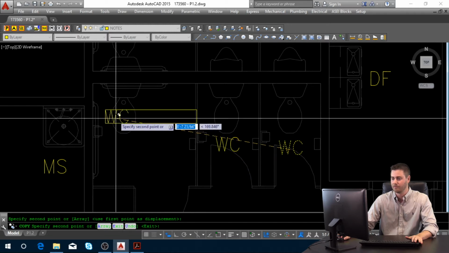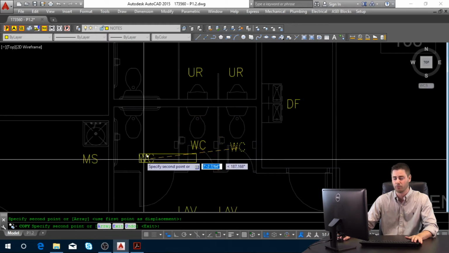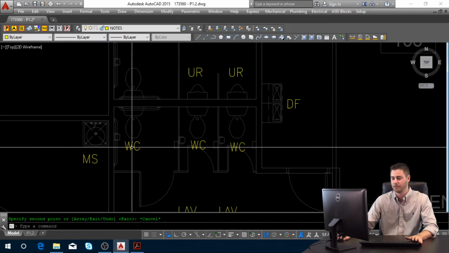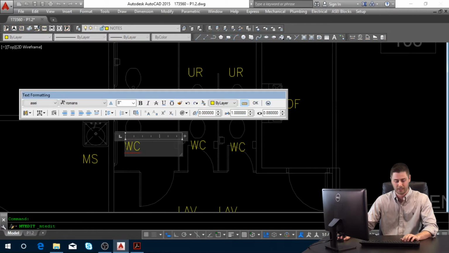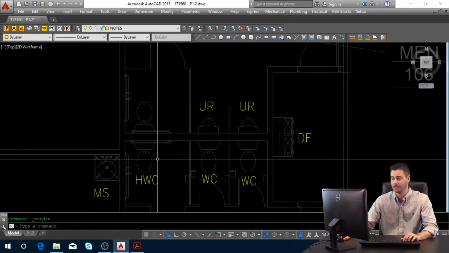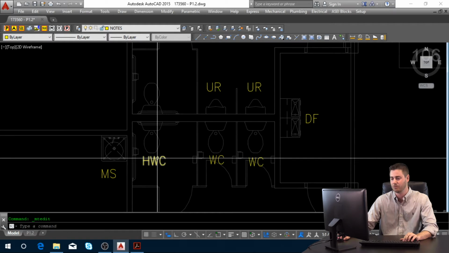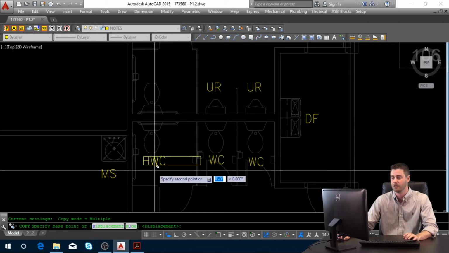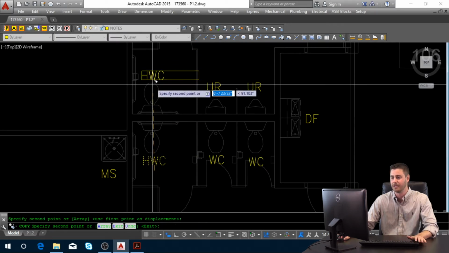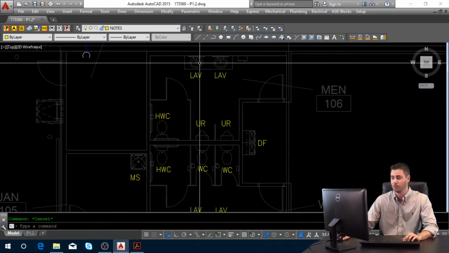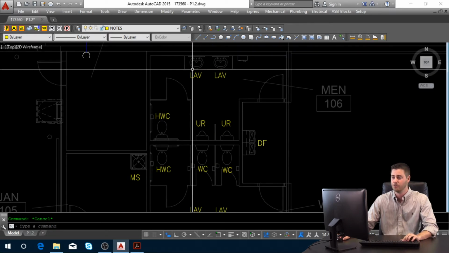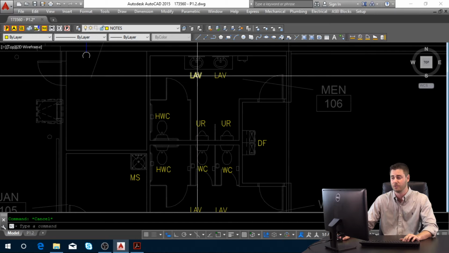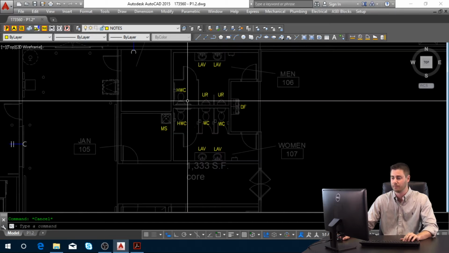And in this case, where we have two different types of fixtures that are both water closets, we are going to label this one HWC. The reason is this is in an ADA stall and a handicap stall, so we're going to label this HWC for handicap water closet. You would do something similar for any lavatories that would be wall mounted versus counter mounted. You would label them Lav 1 or Lav 2, just so that way you can keep them straight.